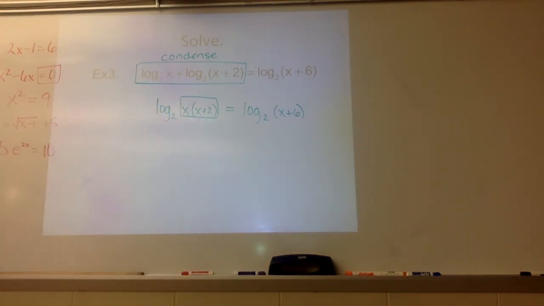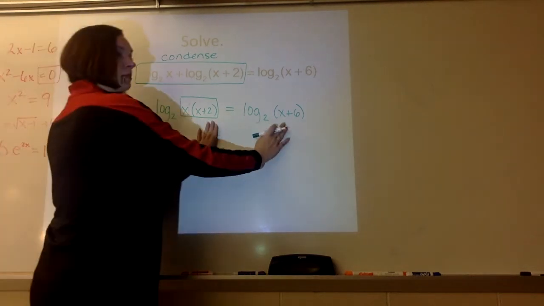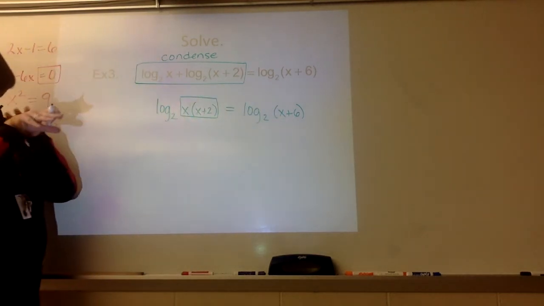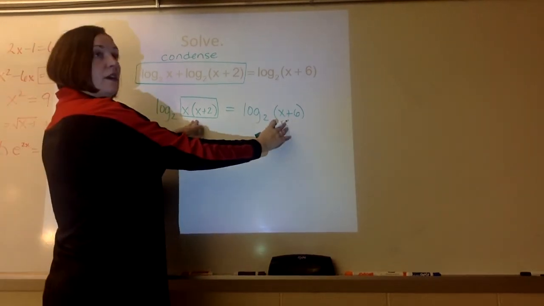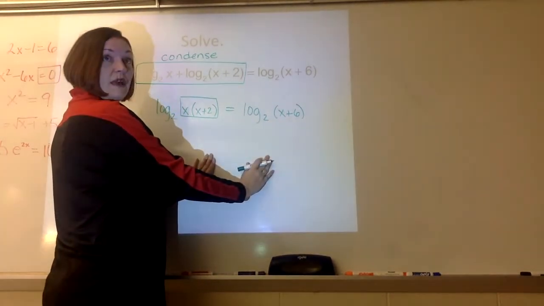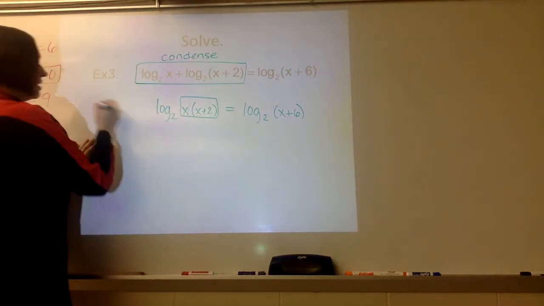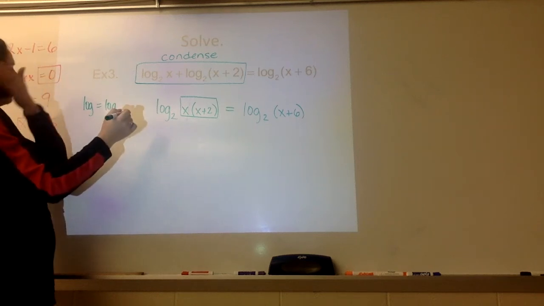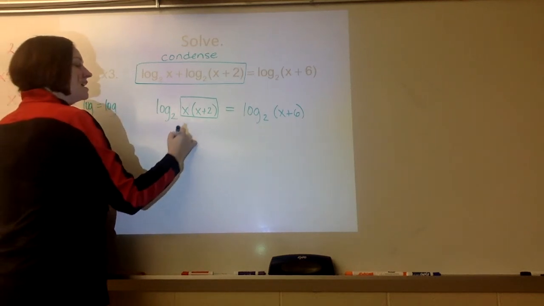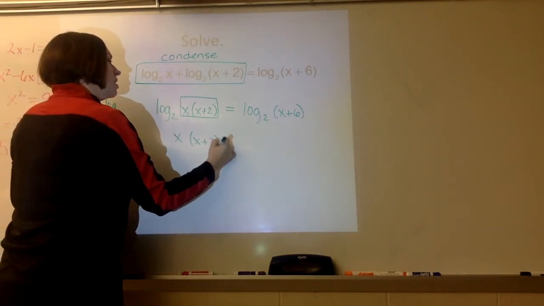Property number 4 says log base 2 equals log base 2. Doesn't that just mean my answers are the same? They're the same. Property 4, look back in your notes if you forget. I believe there was an x and a y here, and then we just said x equals y. So once we get to the point that we have a log equal to a log, we can apply property 4, which says the answers are equal.